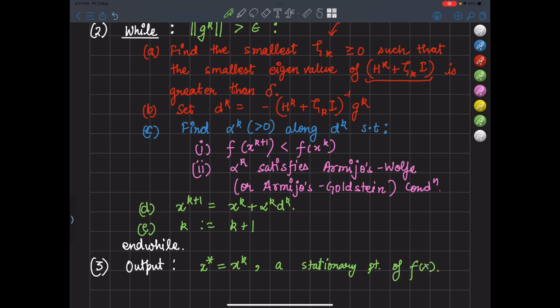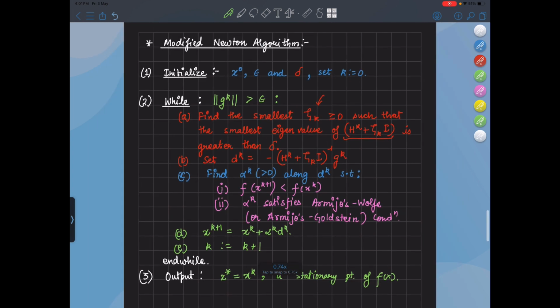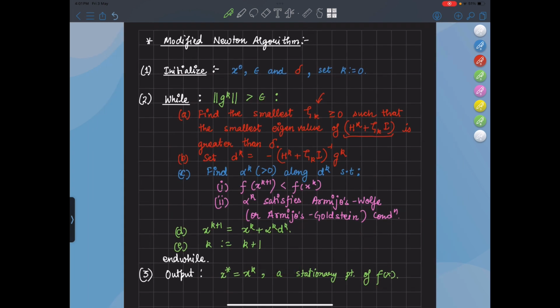Alright, so this is the modified Newton algorithm. It has 3 extra steps. First we have to calculate xi k, which makes the smallest eigenvalue of this matrix greater than delta. Then we set the descent direction like this, and then we also do a line search to find the step length, which was not in the case of the classical Newton method.